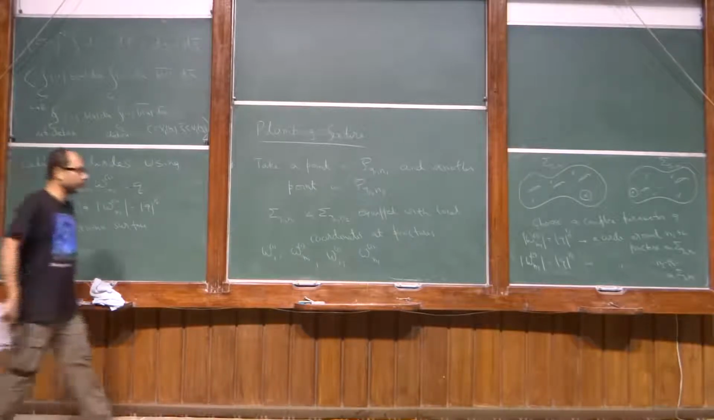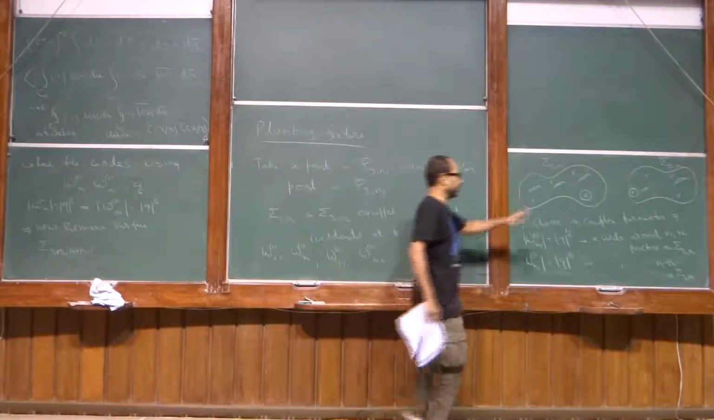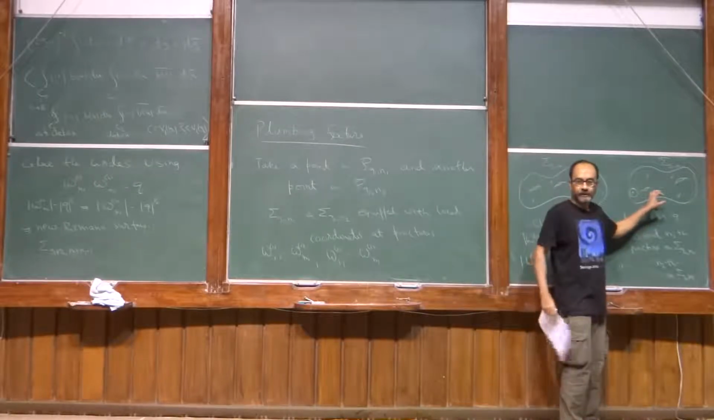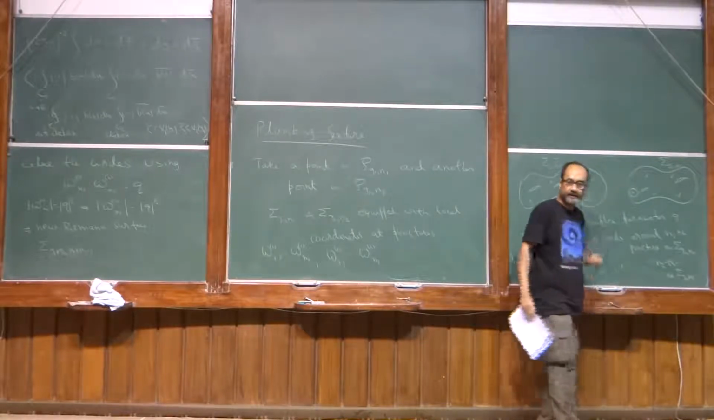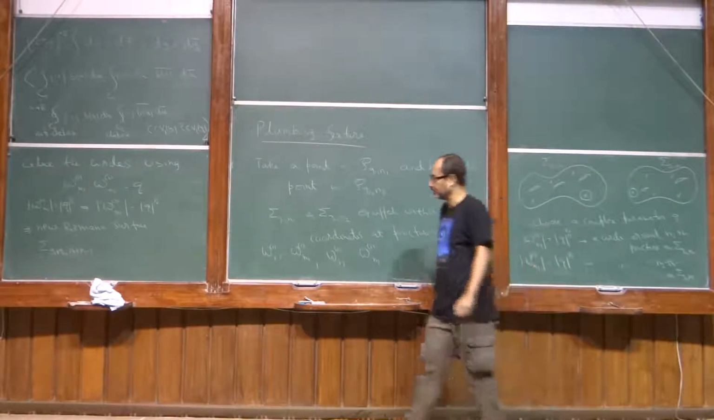Why N1 plus N2 minus 2? Because you have removed one. These are not punctures on the new Riemann surface anymore. One from here and one from here have gone. Right? So N1 minus 1 punctures on this and N2 minus 1 punctures on that. So that's the total number of punctures.